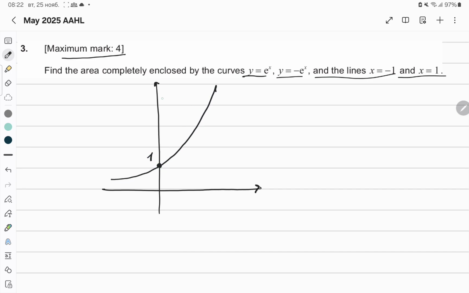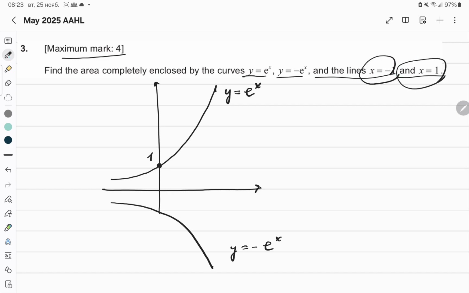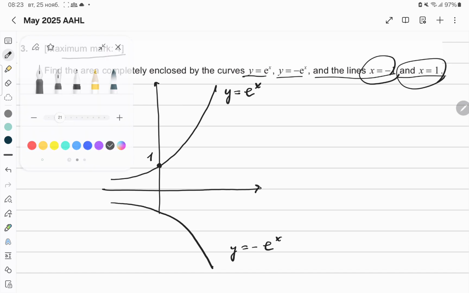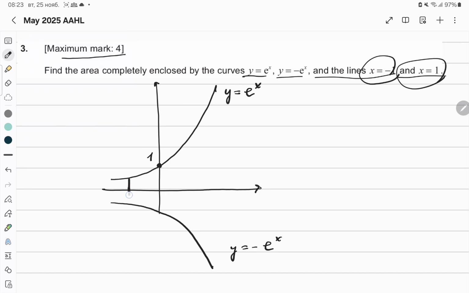Okay, and now the second function should be negative. So we know that it is a reflection in the x-axis. So our graph is going to be like this. So this is the second curve, e to the power x and negative e to the power x. And now it says that it is enclosed between the lines x equals negative 1 and x equals 1. Okay, let's see how it looks. So negative 1 is here, and x equals 1 here. Okay, and now we have to find this area.